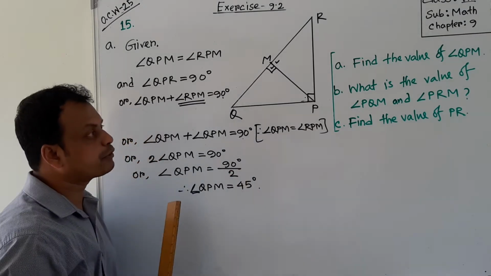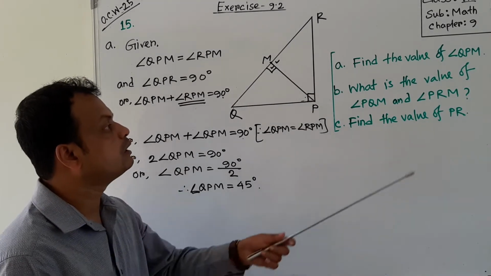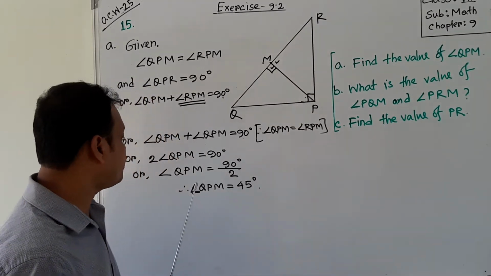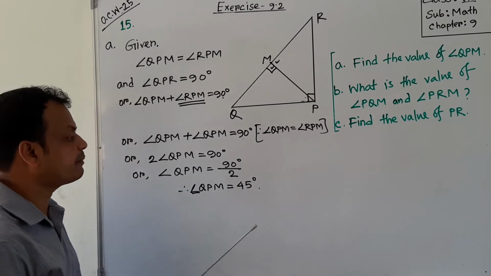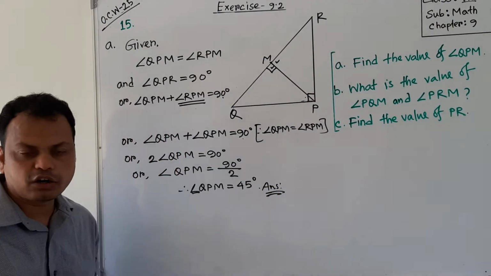So according to the question, we have to find the value of angle QPM. So we have got the value QPM equals 45 degrees. So this is the result. This is the answer. I think all of you have understood.